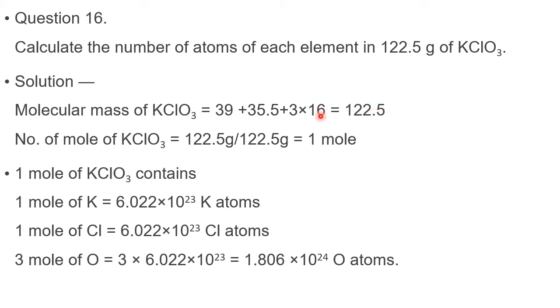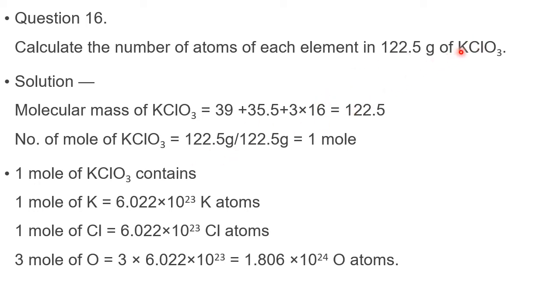Okay, 122.5 gram means how many moles? 1 mole of potassium chlorate. But it has already been given as the same number, no? So it is 1 mole only. Okay, therefore 122.5 gram of potassium chlorate means it is 1 mole. Okay, right. In 1 mole of potassium chlorate, how many moles of potassium?